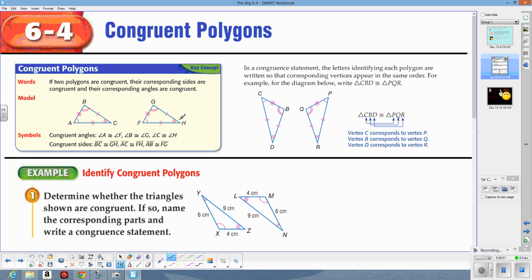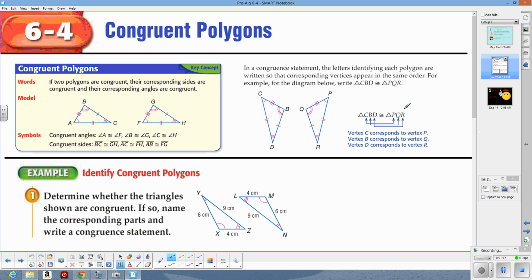angle H. If their sides are congruent and their angles are congruent, the corresponding sides and corresponding angles, if those are congruent, they are going to be congruent polygons, and you can write what is called a congruence statement. Right over here is an example of a congruence statement. It says triangle CBD is congruent to triangle PQR.